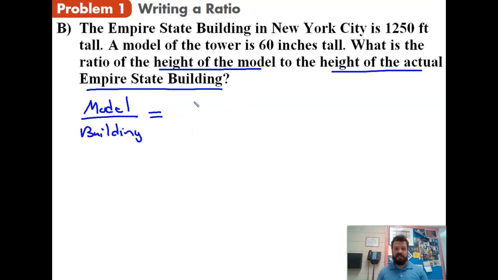It says the model is 60 inches tall, and the actual building is 1,250 feet tall. And once again, I either need to convert my inches to feet or feet to inches. Now, it doesn't matter which one you do, you'll get the same ratio when you reduce it down either way. Okay, but for this one, since I don't want to end up with huge numbers, I'm going to divide the 60 by 12 instead of multiplying the 1250 by 12.